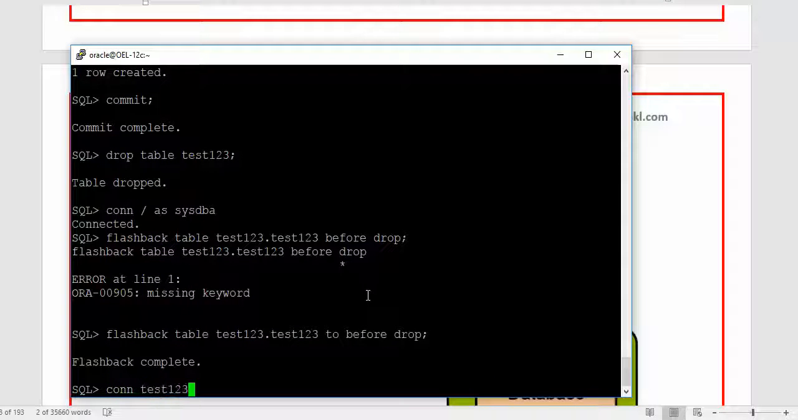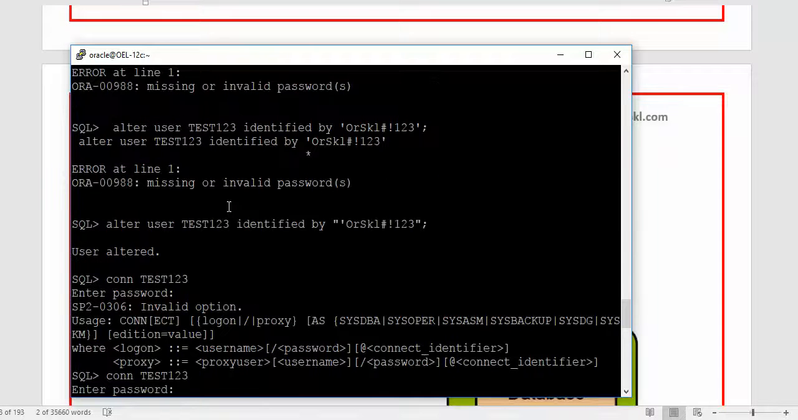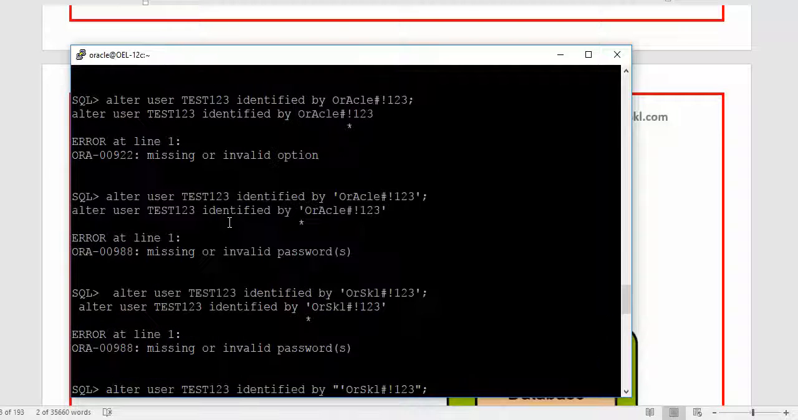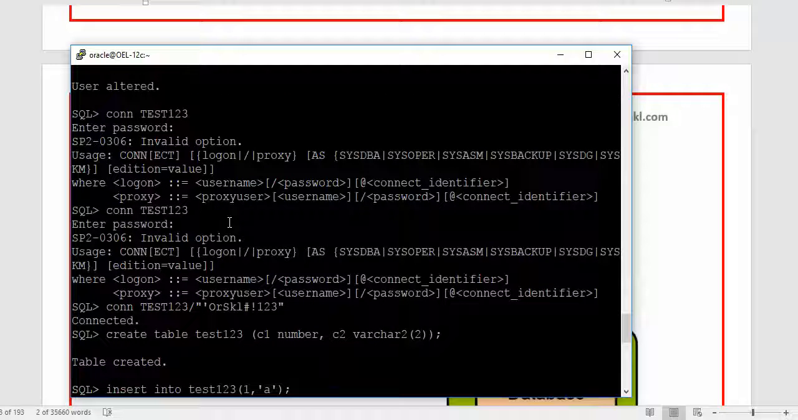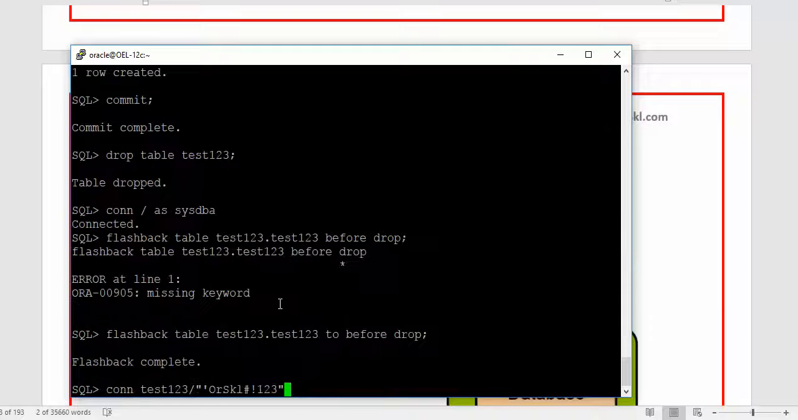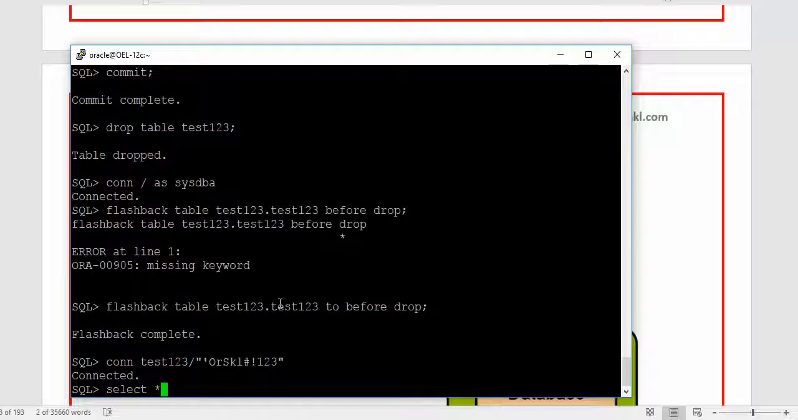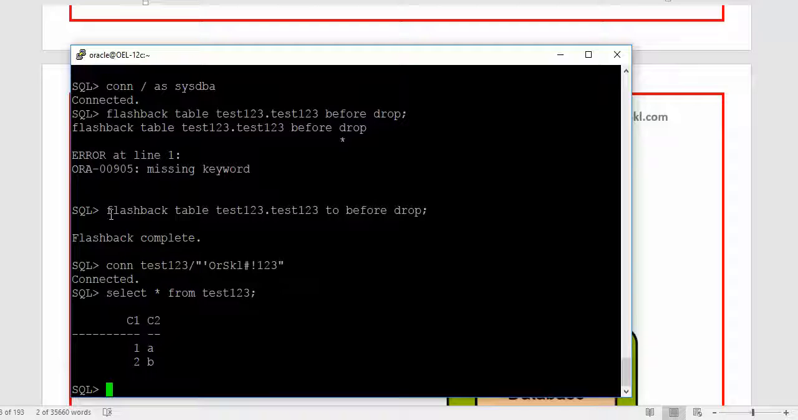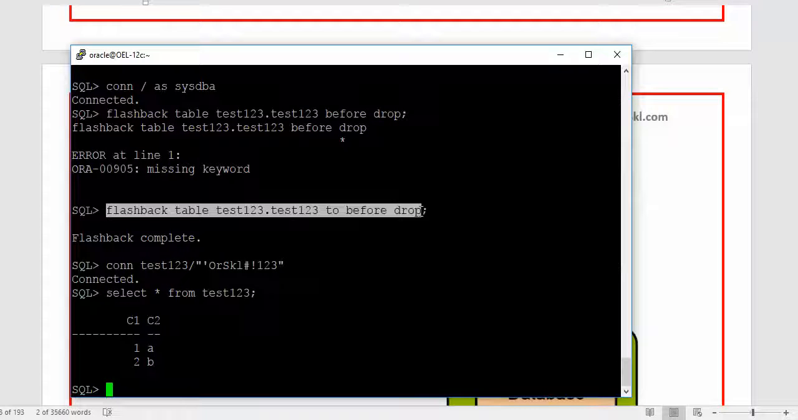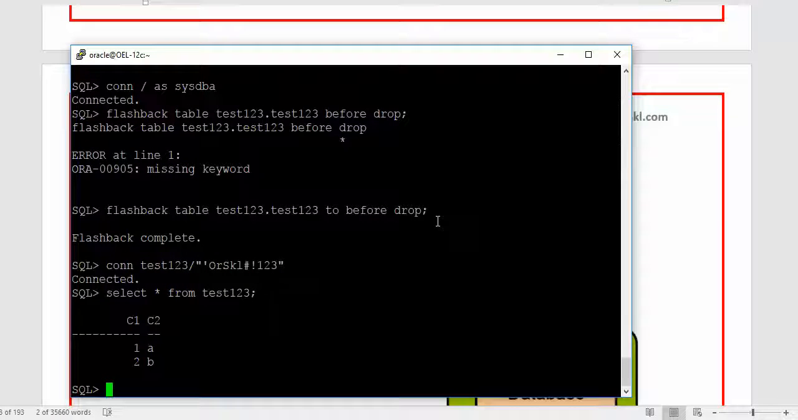So now I'm connecting back to my data, I mean, this schema. I should see that the table will be available. So where is this? Yeah. Select star from test 1, 2, 3. So it is as simple as that. Just a simple flashback will help you to get back to your table before the drop.